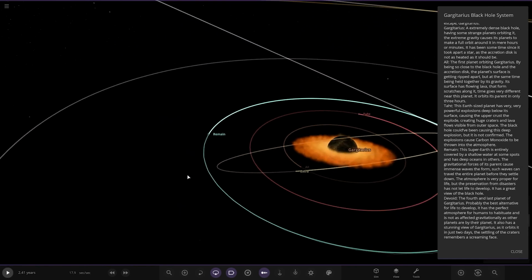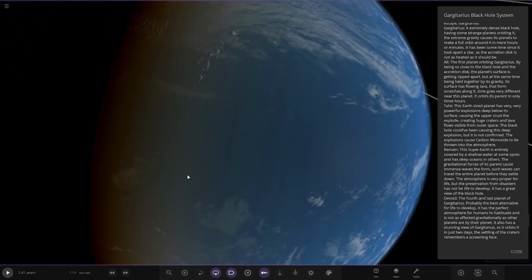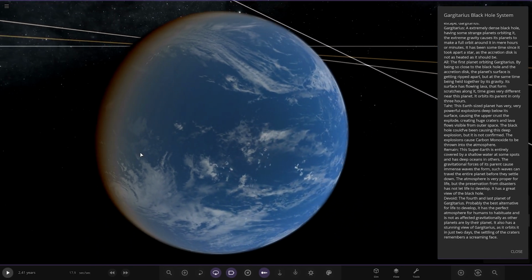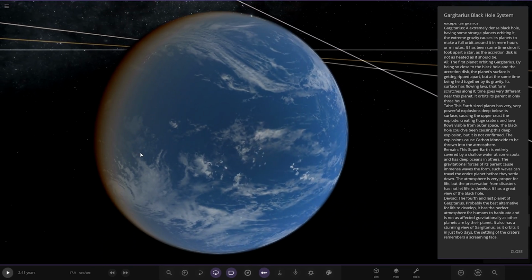Next up, we got Remain. This surface is entirely covered by shallow water in some spots and has deep oceans in others. The gravitational forces of its parent cause immense waves. Oh, hang on, it says gravitational forces of its parent cause immense waves. Such waves can travel down the entire planet before they settle down. The atmosphere is very proper for life, but the constant disasters have not yet allowed life to develop. It is a great view of the black hole.